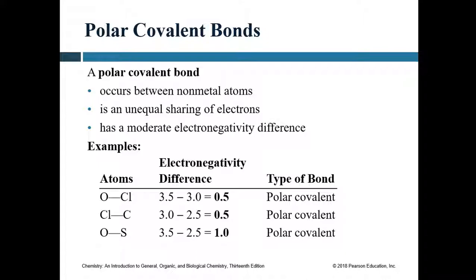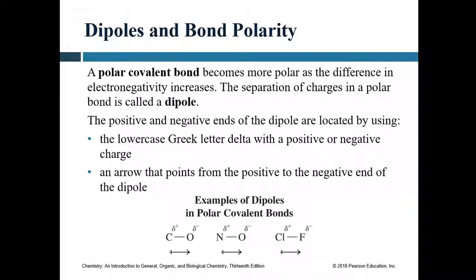When the difference is 0.5 or more, it's considered polar covalent, meaning it's finally enough to make a difference. A polar covalent bond becomes more polar as the difference in electronegativity increases. So the separation of charges, like the electrons going to one side in a polar bond, is called a dipole. And so we're going to represent the positive and negative ends of the dipole by using the lowercase Greek letter delta with a positive or negative charge. Not that we all know what Greek letters are, but that's what that charge is.